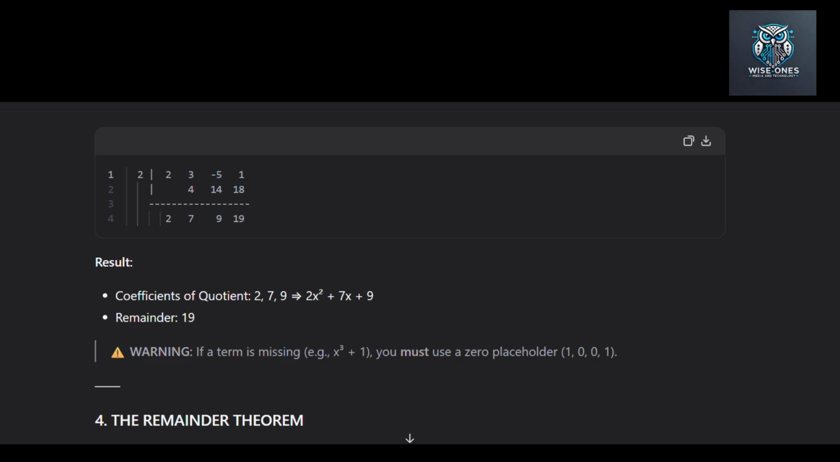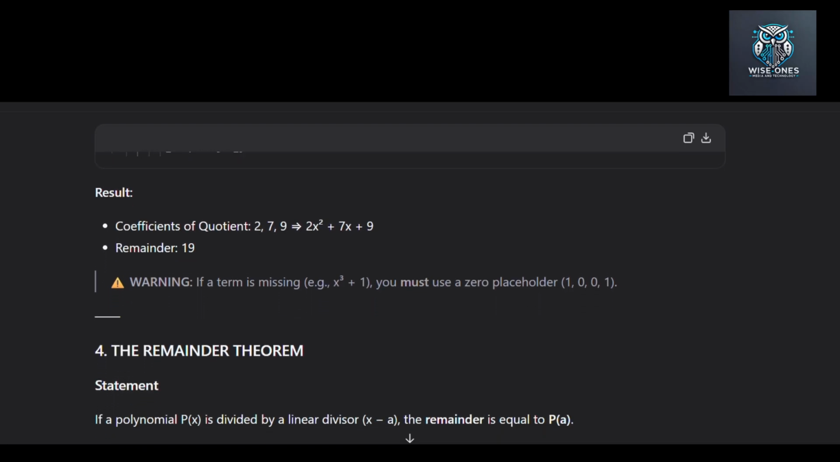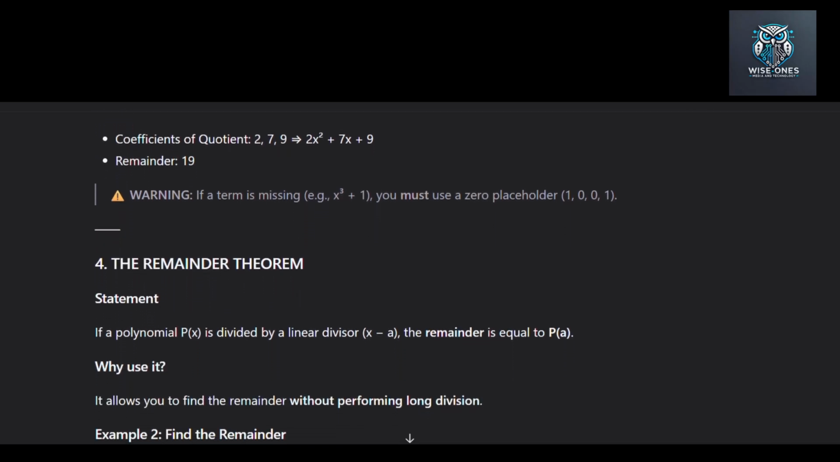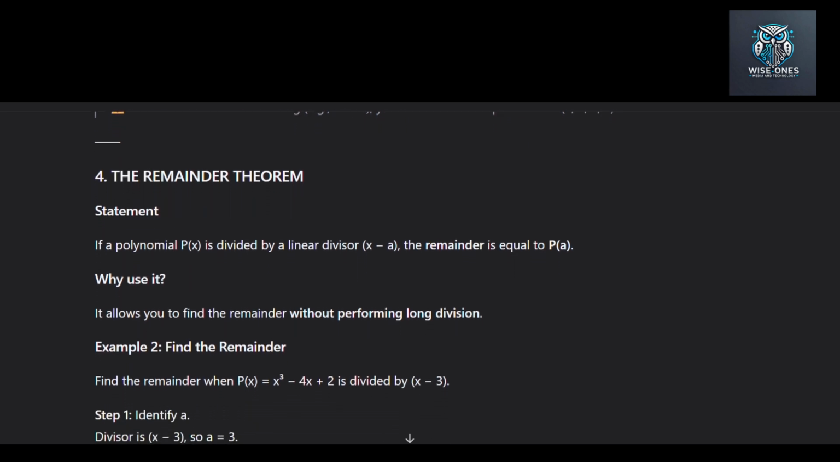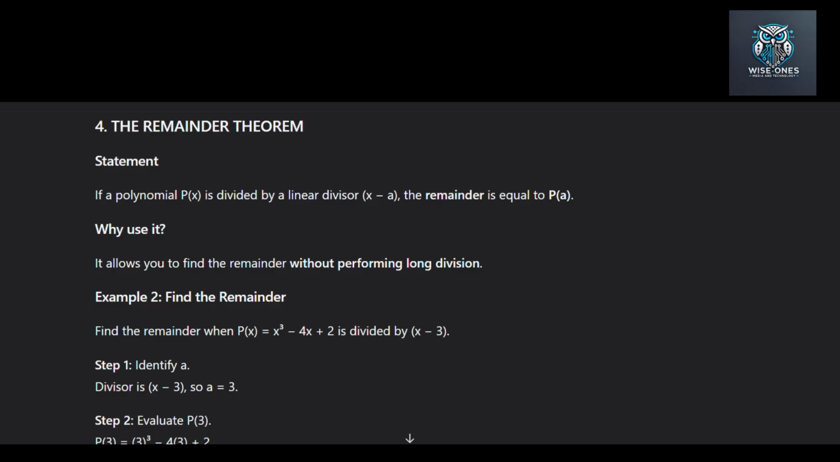Now let us move to section 4, the remainder theorem. Here is the statement. If a polynomial p of x is divided by a linear divisor (x minus a), the remainder is equal to p of a. Why use it? It allows you to find the remainder without performing long division. It is a huge time saver.